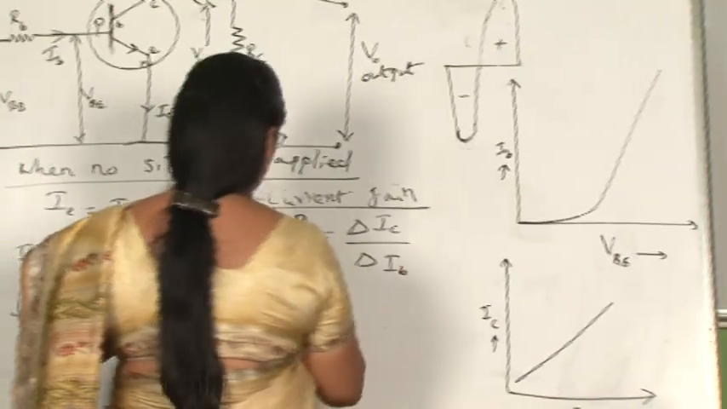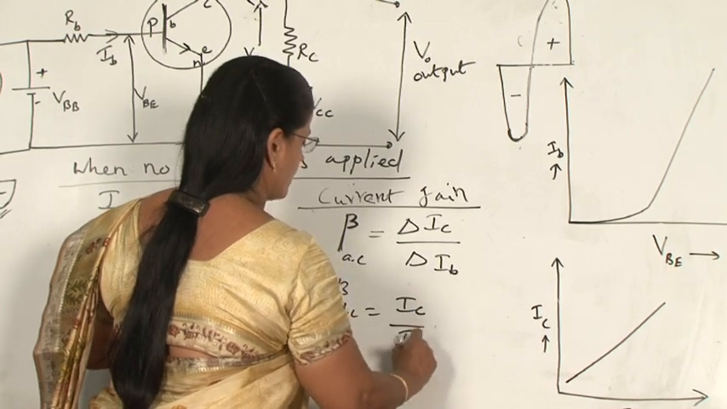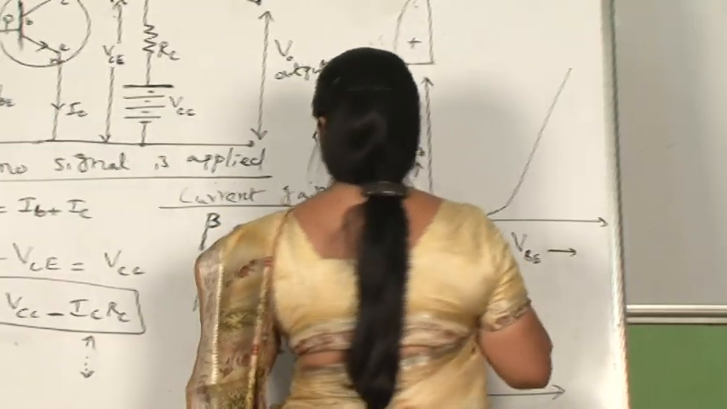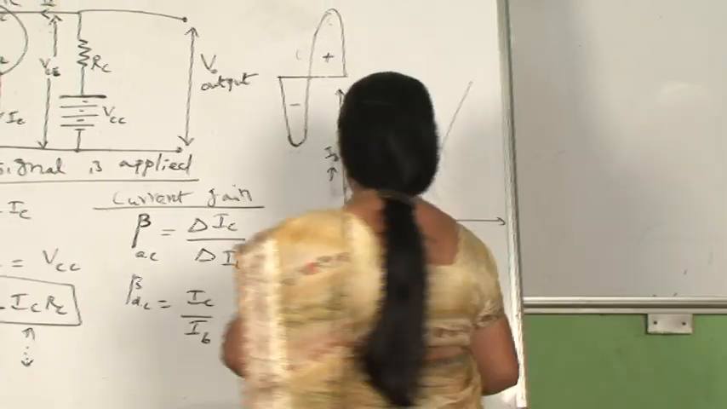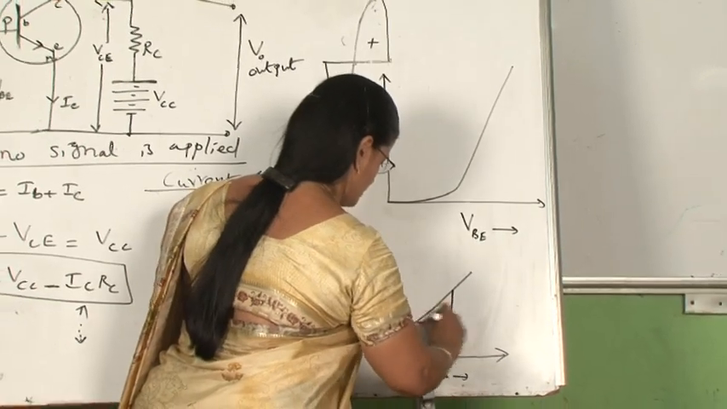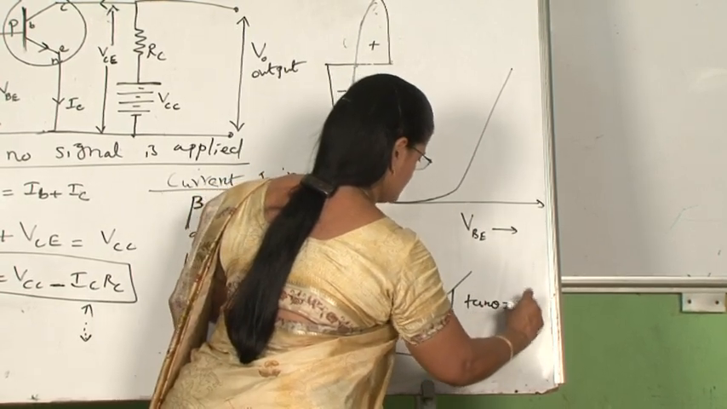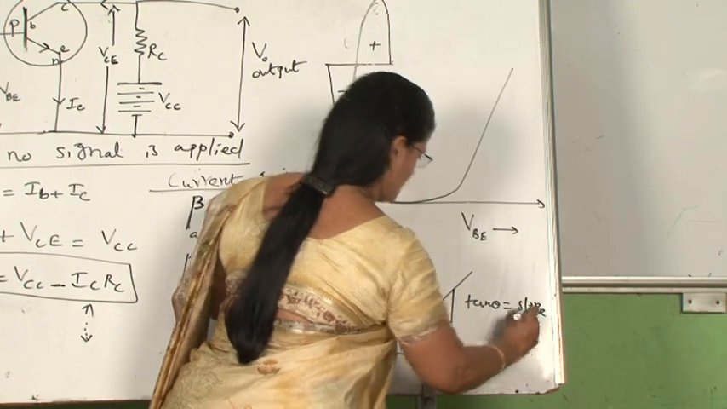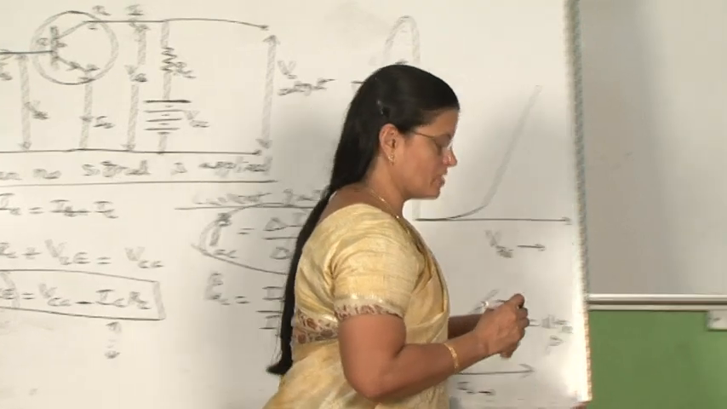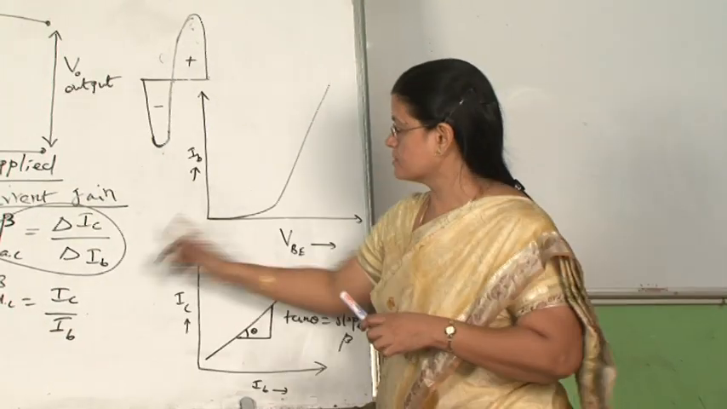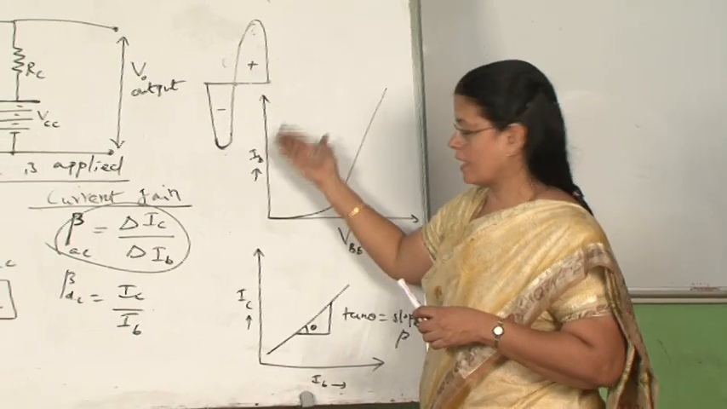Beta DC, suppose if you want to write beta DC, it is just IC upon IB. So, here we will not take the change. So, IC by IB can be calculated from this graph by slope. So, slope of this will give you current gain. So, this formula is very important from examination point of view. You will get numericals also based on this. So, current gain is the ratio of output current by input current.